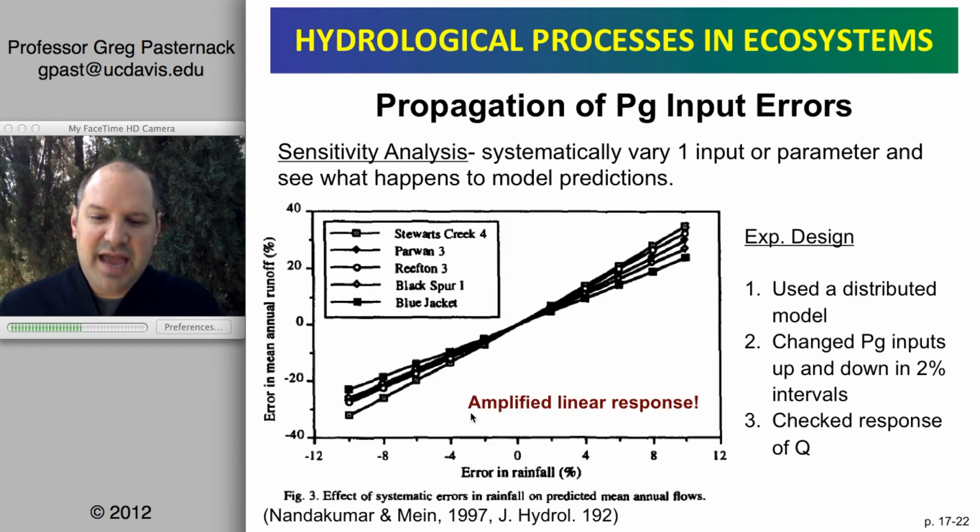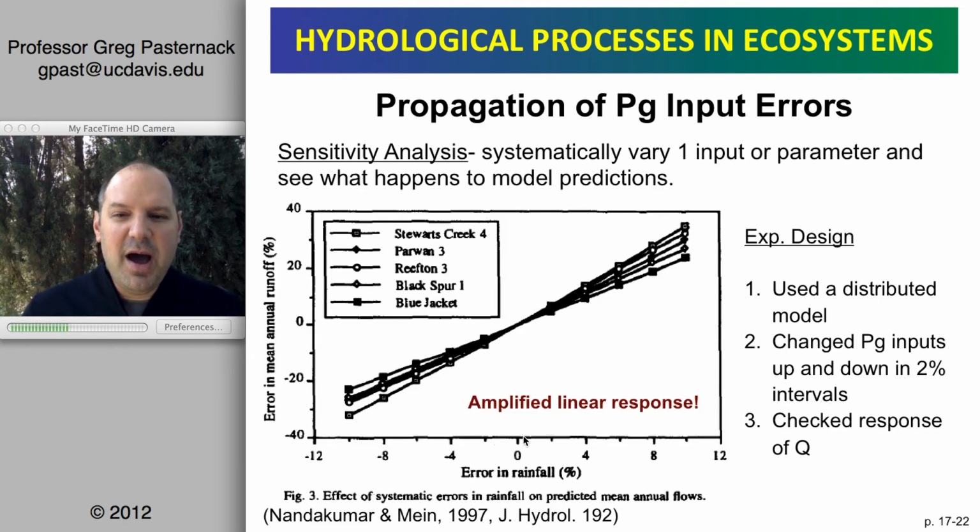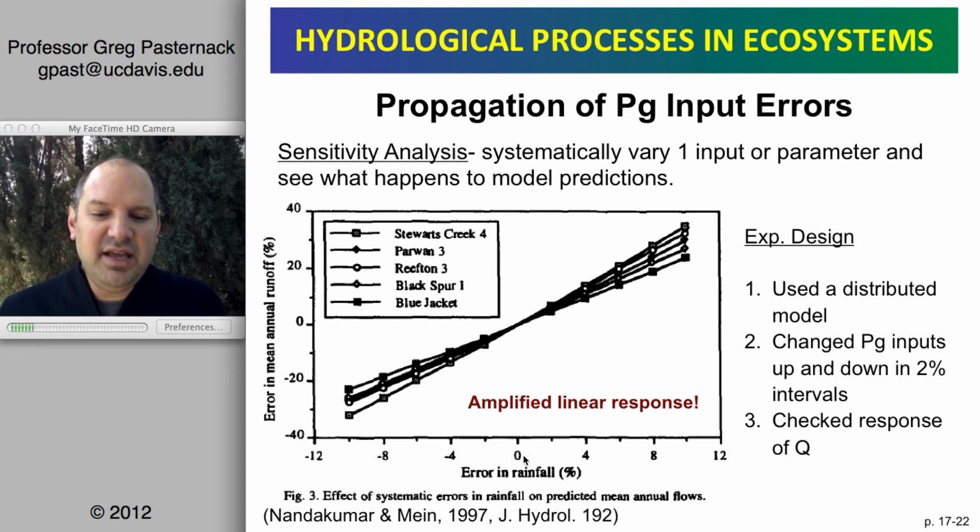So here's an example from a distributed model in which they did a sensitivity analysis on the error in rainfall for 5 different watersheds. And what you can see is, if you had no error in rainfall, then of course you get a value for mean annual runoff, okay? And the y-axis is going to show us, for any given amount of error in rainfall, what is the error in mean annual runoff that occurs with this particular model.